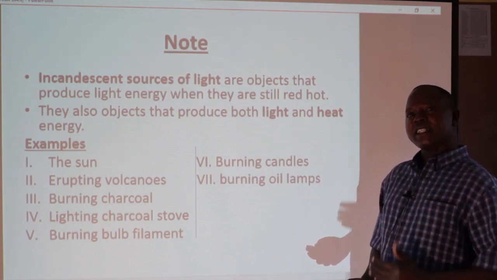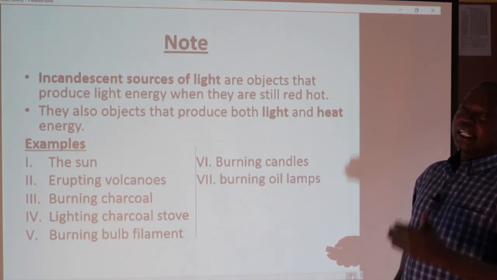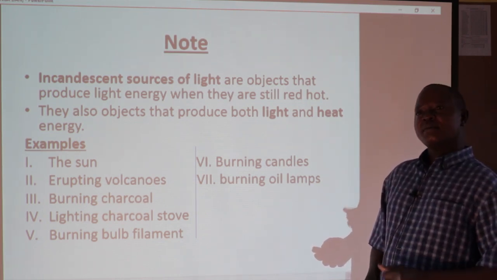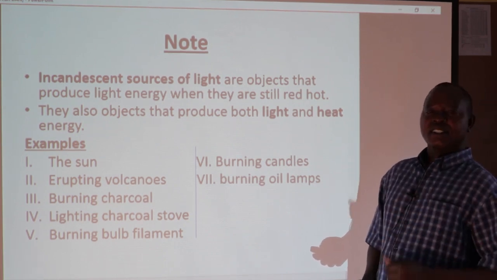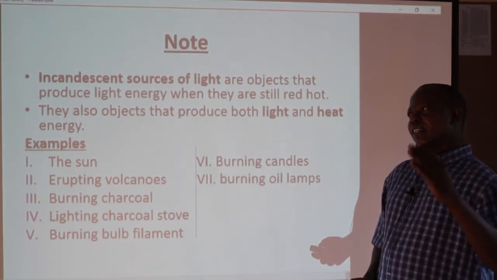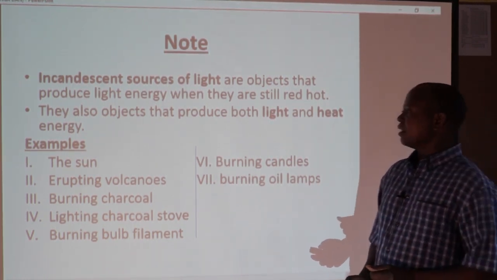Incandescent sources of light energy are those ones that produce light energy when they are still red hot. Or we can say they produce both heat and light energy. Heat comes first, then light follows.